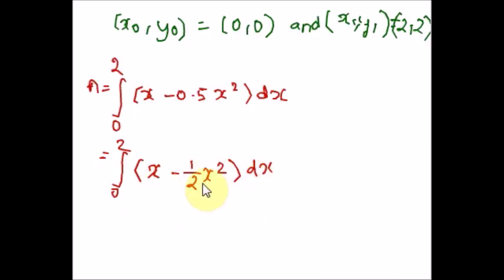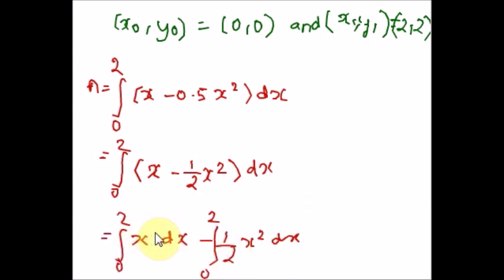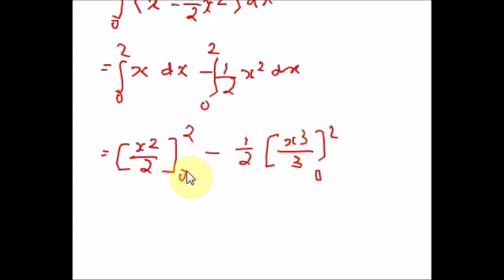Now let's split the integral. By applying the rule, I'll get 1 over 2 x square here, and for this one 1 over 6 x cube, because 3 in the denominator, 3 times 2 is 6. First plug in 2 and then subtract and plug in 0. So by simplification, I'm getting 2 over 3. This is the area for the two curves x and 0.5 x square.